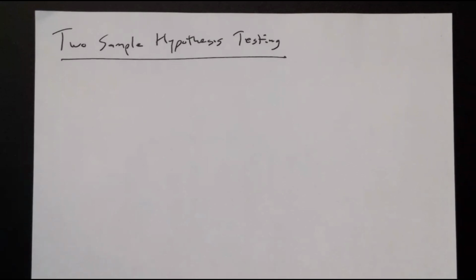So I want to start answering today the idea mentioned at the end of class Monday. What do I do if I've got two different populations?